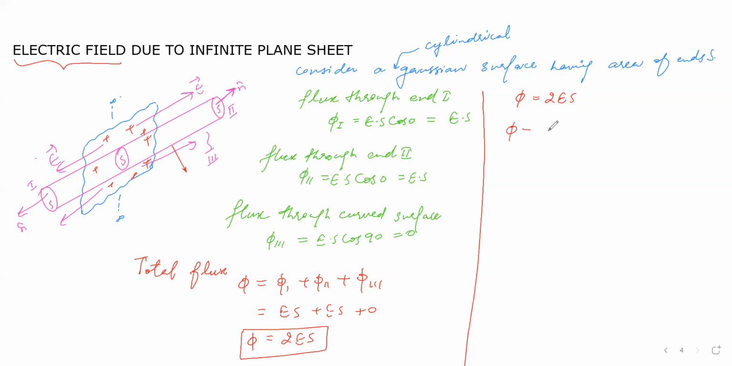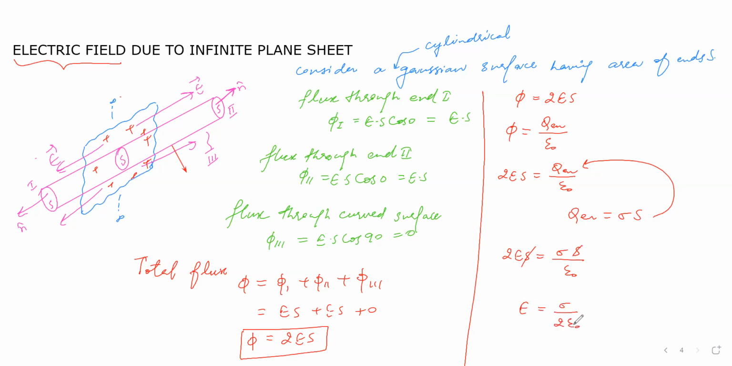We already know the relation between flux and charge: phi is equal to Q enclosed over epsilon naught. When you put the value of phi here, it will be 2 ES is equal to Q enclosed over epsilon naught. What is your Q enclosed? Q enclosed is equal to sigma into S. So 2 ES is equal to sigma S over epsilon naught. S cancels with S. E is equal to sigma over 2 epsilon naught. Note it down.